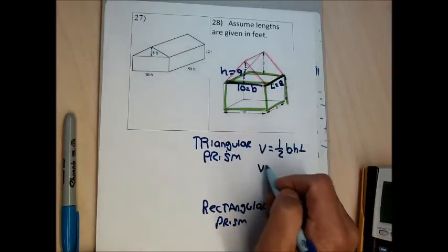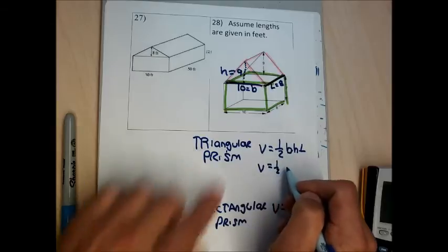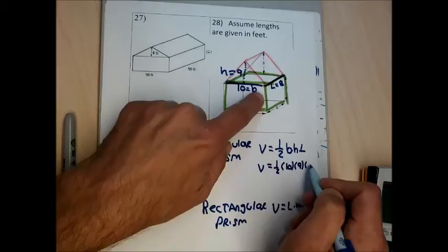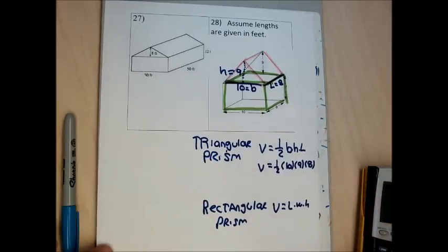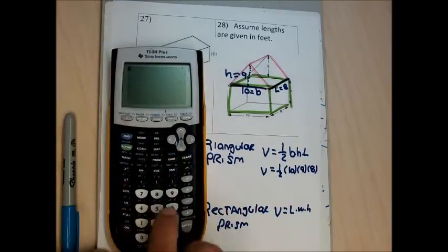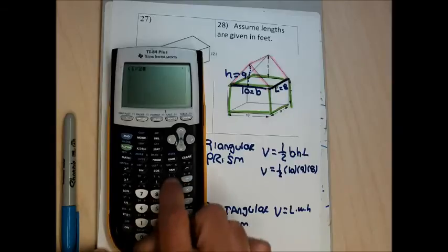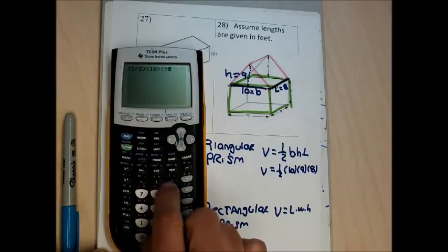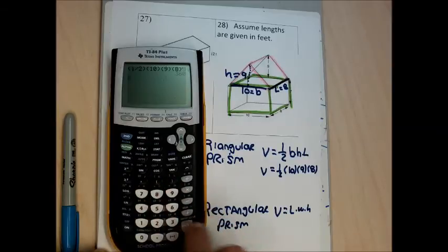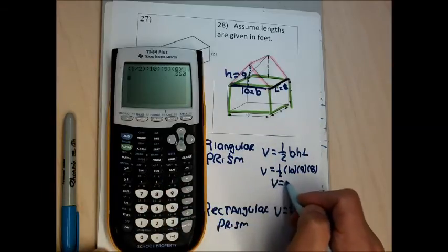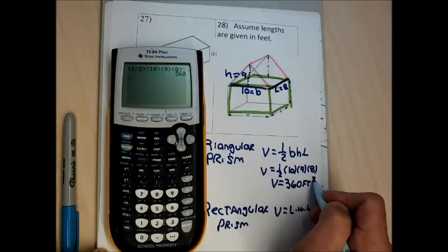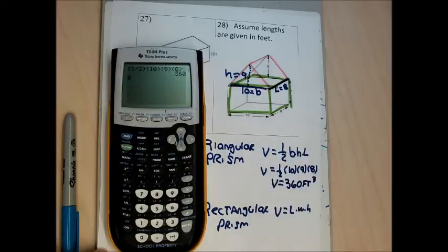So the volume of this is going to be 1/2 times the base, which is 10, times the height, which is 9, times the length, which is 8. So for my roof of this house type figure, I'm going to do 1 divided by 2 times 10 times 9 times 8, and I'm going to get the volume is 360. Technically, these lengths are supposed to be in feet, and it's supposed to be cubic feet.